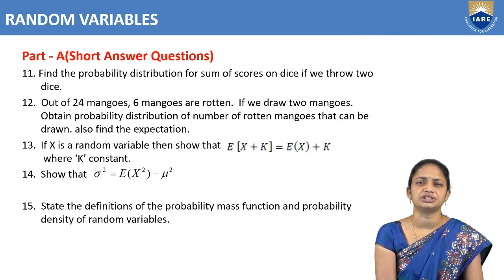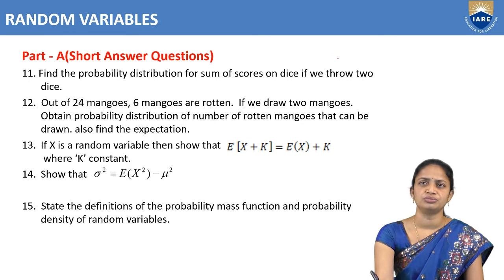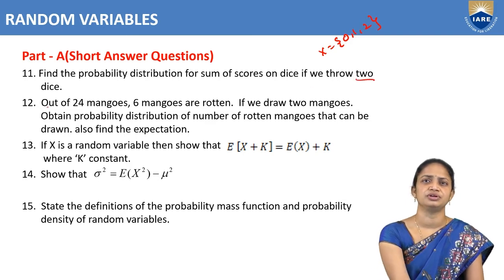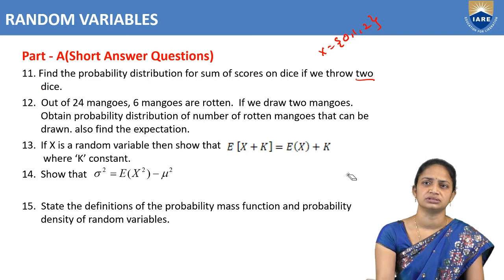Now coming to the next question: find the probability distribution of the sum of scores on dice if we throw 2 dice. If we throw 2 dice, the probability is given for x equal to 1, 2.